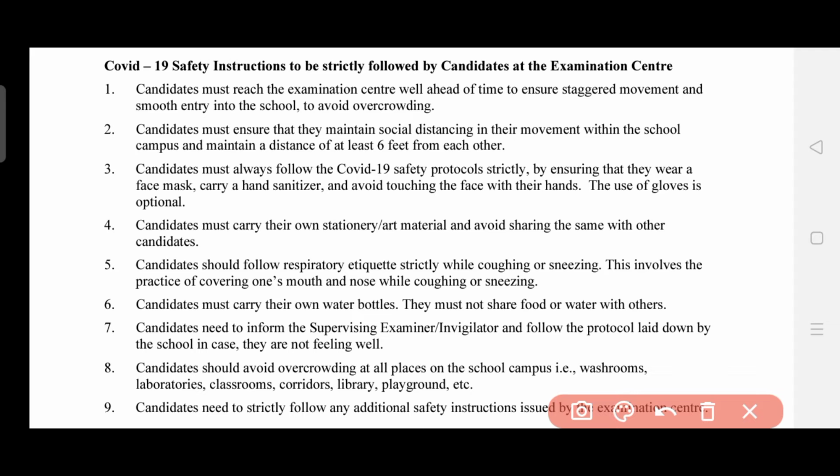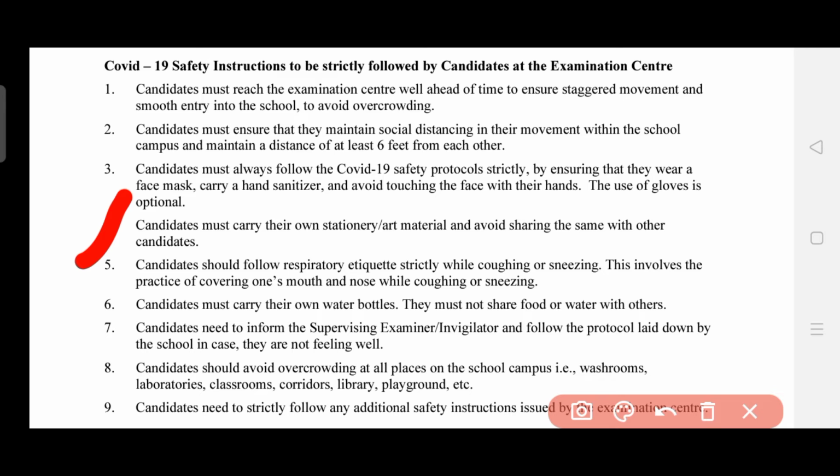Kindly take a face mask and carry a hand sanitizer with you always. The fourth point says that candidates must carry their own stationery or art material and avoid sharing the same with other candidates. So this is also related to coronavirus only. Don't try to share your food or anything like that.